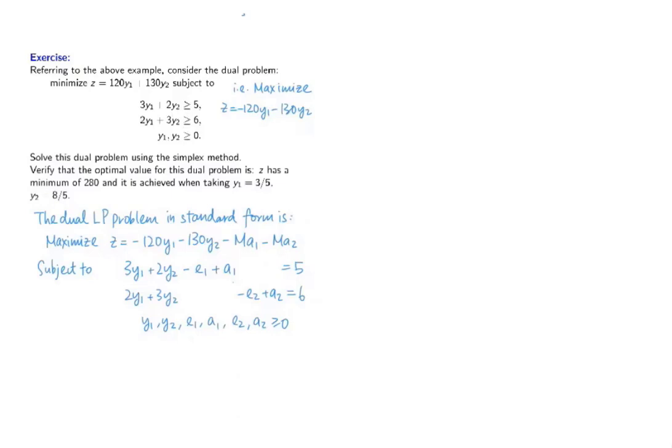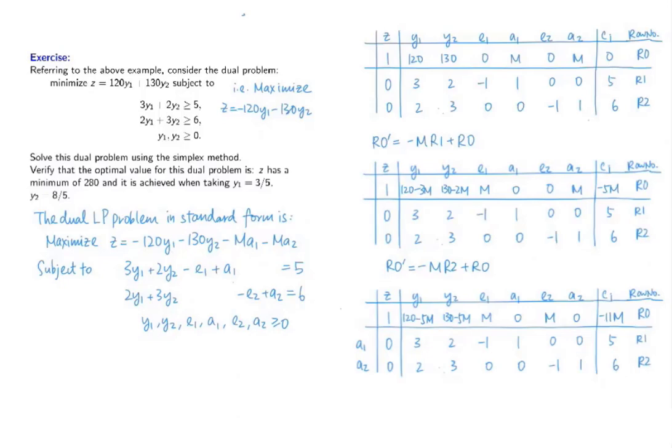Now, we would like to transform the constraints with greater than or equals to symbol into constraints with equation sign by subtracting surplus variables and adding artificial variables as follows. And please be reminded to subtract MA1 and subtract MA2 from the objective function. So this is the corresponding dual linear programming problem in standard form. Please refer to the following deduction by yourself.